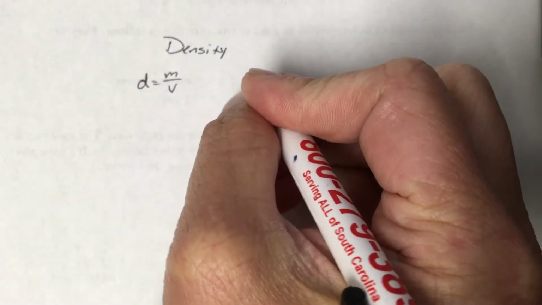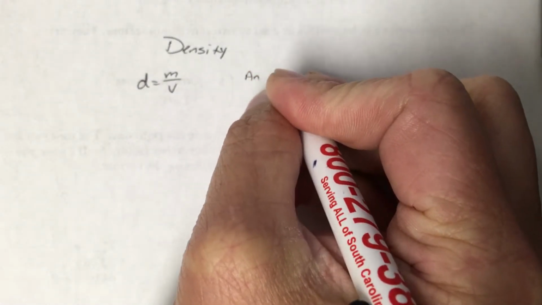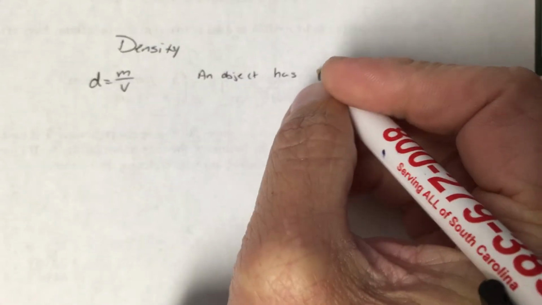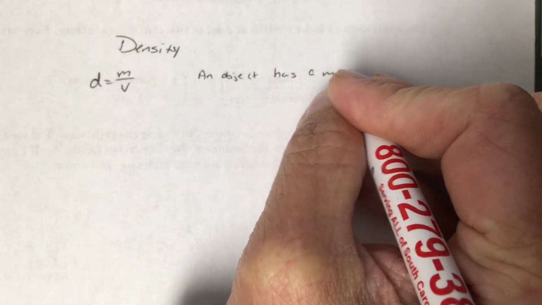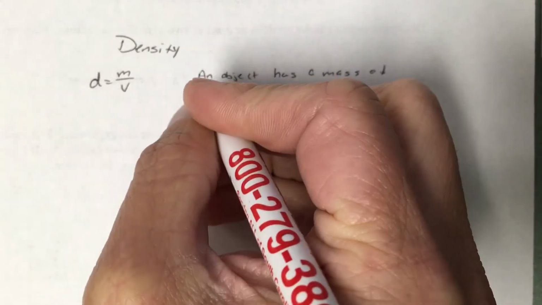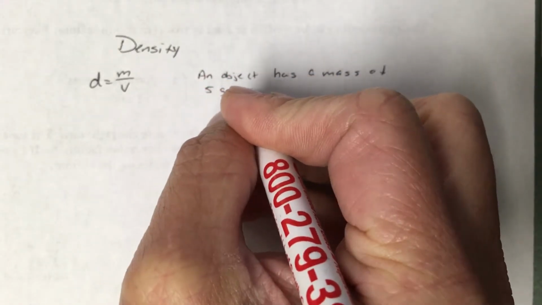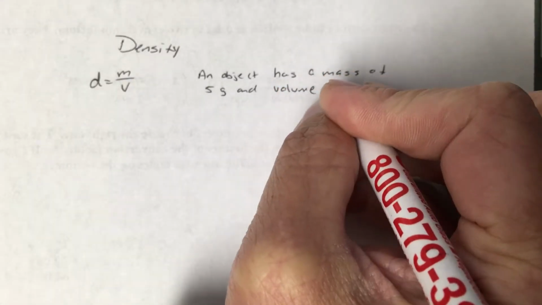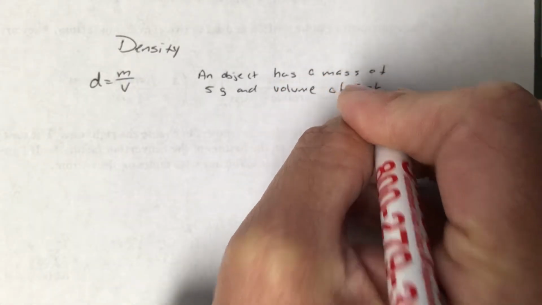That's not a hard equation. It's not tricky to use, provided, of course, you're given information in a straightforward way. Like an object has a mass of 5 grams and a volume of 2 milliliters. What's the density?